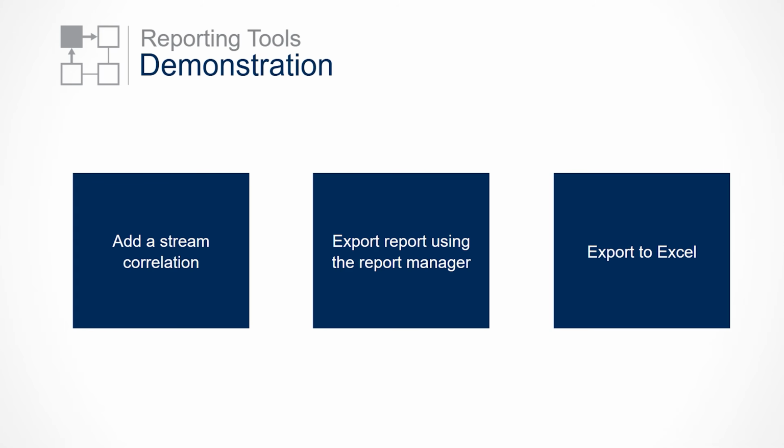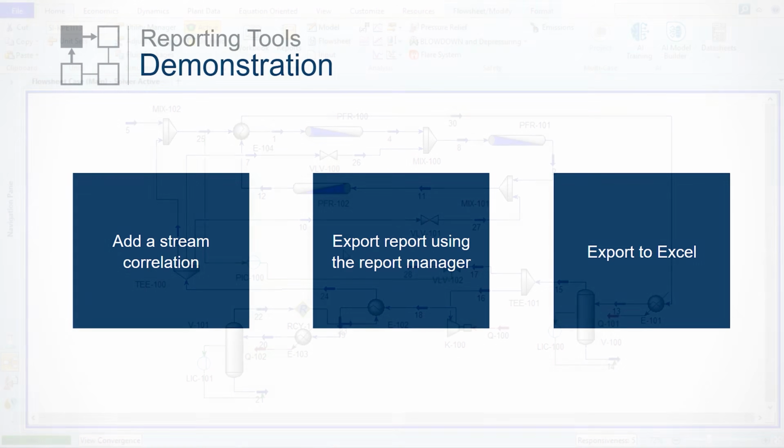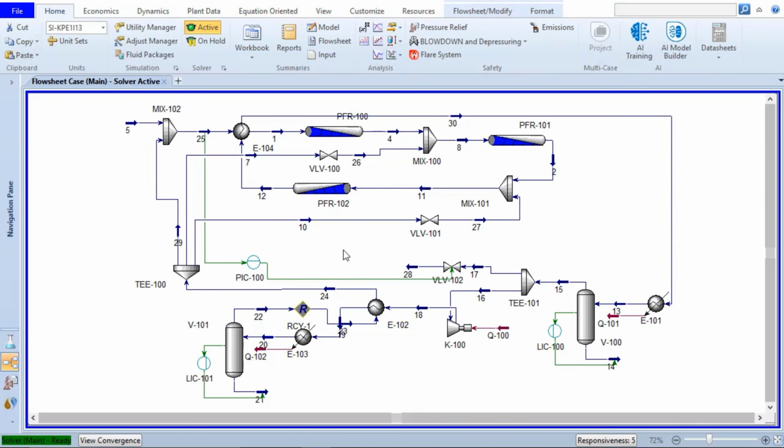In this video, we will add a stream correlation in the sample case. We will export the report using a datasheet in the Report Manager. The generated report can be exported to Excel as well. Load the example case ammonia synthesis.